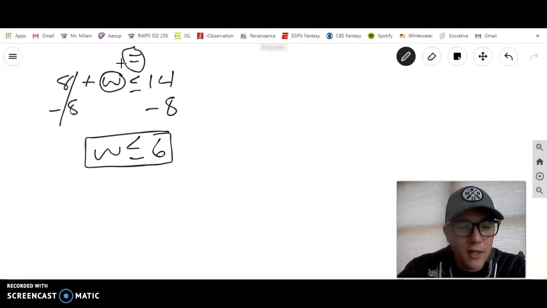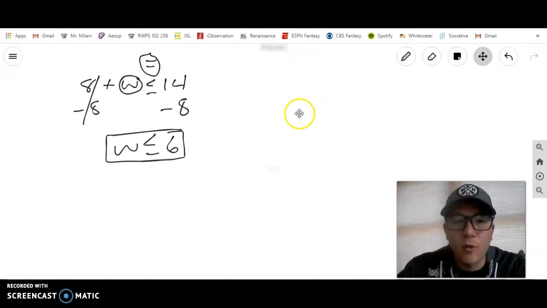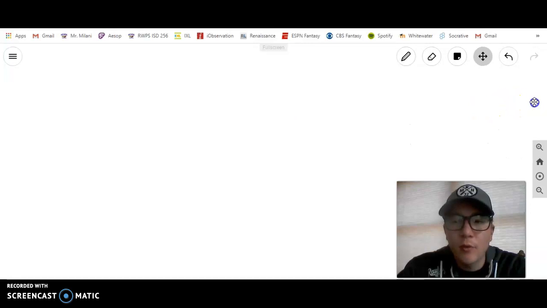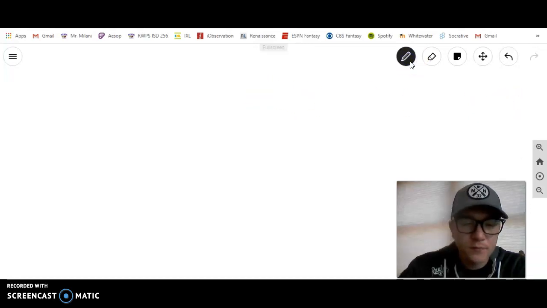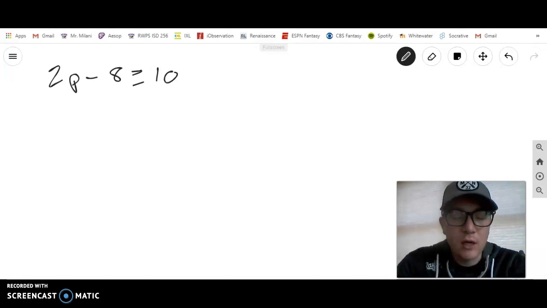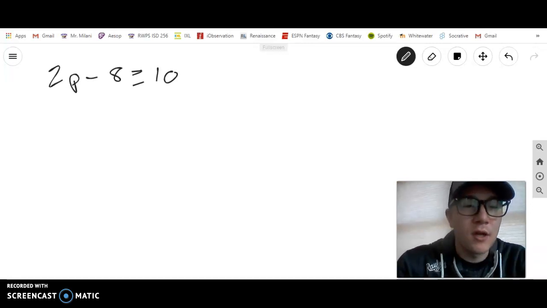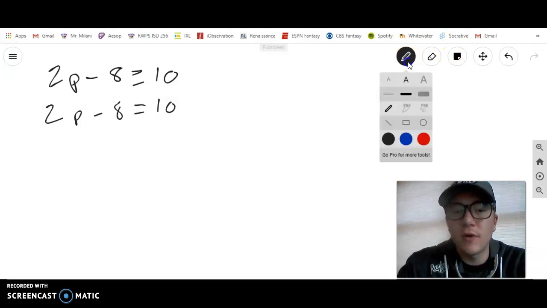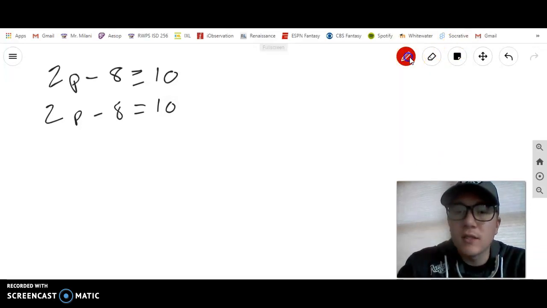So what we're going to have showing up when we have two-step inequalities now is something like this: 2p minus 8 is greater than or equal to 10. Again, we'll talk real quickly about getting a test point. So if you have 2p minus 8 is equal to 10, how do we get this simplified? How do we get that p all by itself?